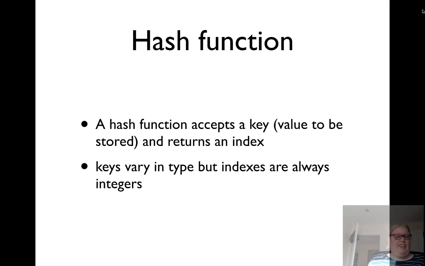Okay, keys vary in type. They can be any sort of data you want to store. So they could be strings, they can be a combination of things. For example, it could be a student ID, student's name, and student's date of birth. That'd be the sort of thing you might want to store someplace. But the index is always an integer. It tells you where you're going to put it in your vector.